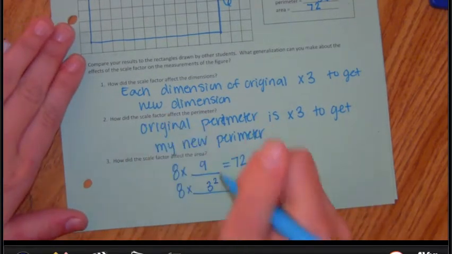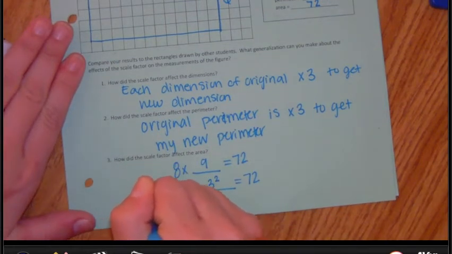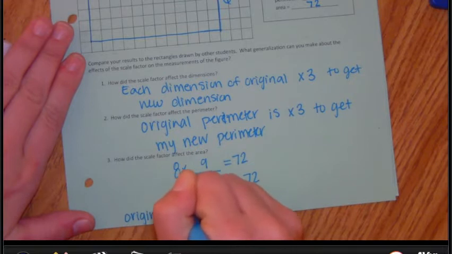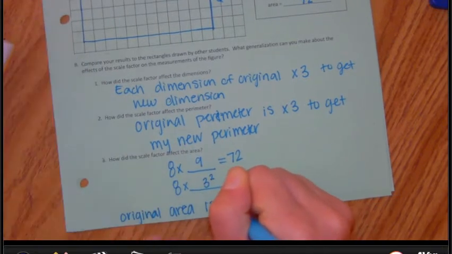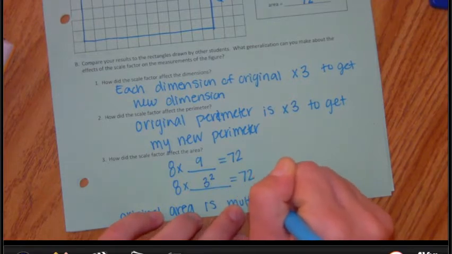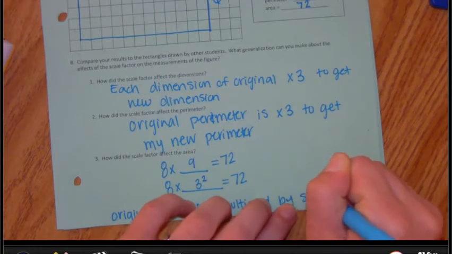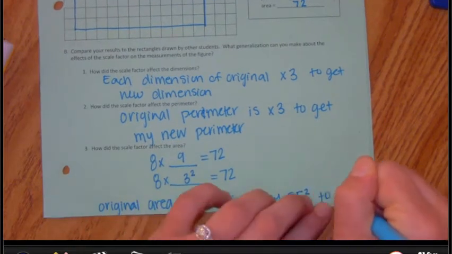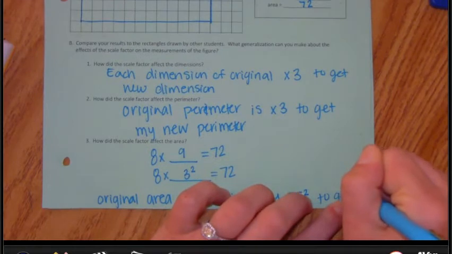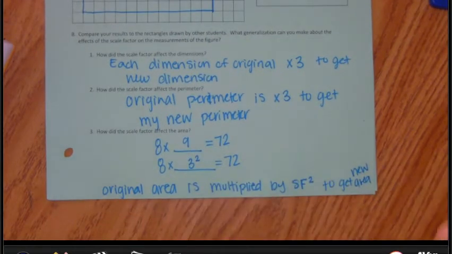All right. So how the scale factor affects my area is that the original area is multiplied by your scale factor squared to get the new area. It is multiplied by your scale factor squared to get to your new area.